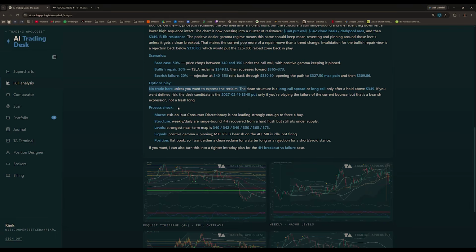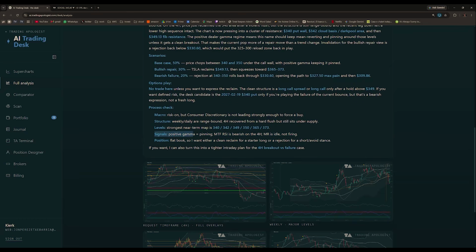And then it gives you the process, right? Macro is now back on, risk on, after consumer discretionary is no longer leading strong enough, which this is from yesterday, or I think yesterday indeed, right? So risk on back again. Structure, looking at weekly and daily, range bound on the 4-hour, recovered from a hard plus, but it's sitting under supply, right? It gives you the levels for you to take into account, right? And these are not directly the adaptive levels. These are levels identified by the system, right?